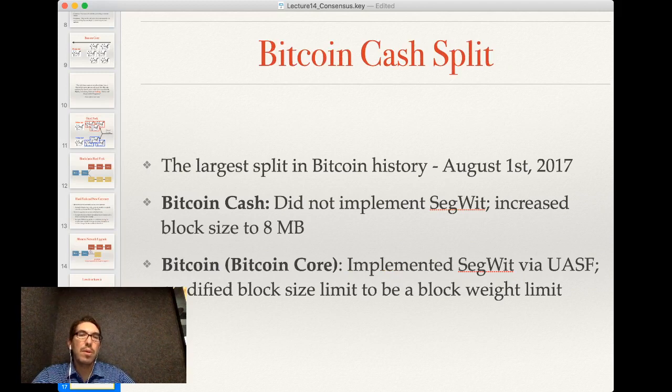Those were some of the major splits. However, really the only split directly from Bitcoin that still has a lot of use and is still a major player in the cryptocurrency space is Bitcoin Cash. The disagreement here, if you're not familiar with all the background, looks relatively minor. Bitcoin Cash did not implement a BIP for segregated witness, or SegWit, which basically moves some witness data to a different part of the block, and increased the block size from 1 meg to 8 meg. Bitcoin, or as some will call it, Bitcoin Core, did implement SegWit via a user-activated soft fork. We'll discuss that in a moment. And it modified the block size limit to be a block weight limit, so a different way of calculating what the real size of a block is.